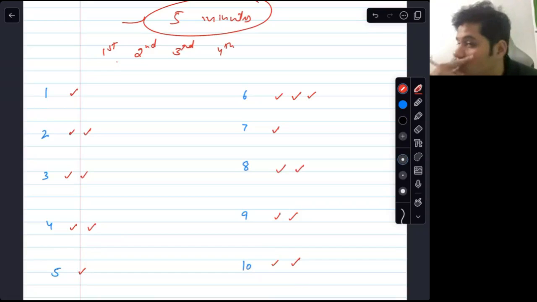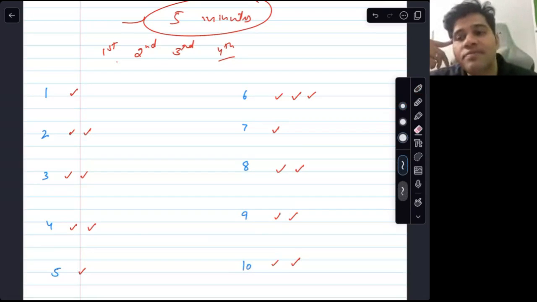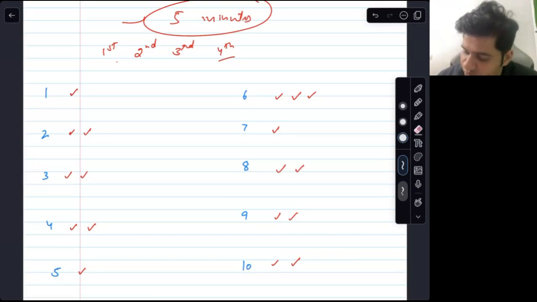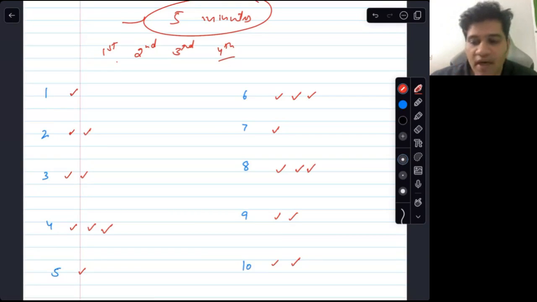Now I think you would be able to answer for the fourth fluctuation. Fourth fluctuation will toggle how many bulbs? 2. Which 2 bulbs? 4th and 8th. Correct. Multiples of 4. I think now we are on the correct path.